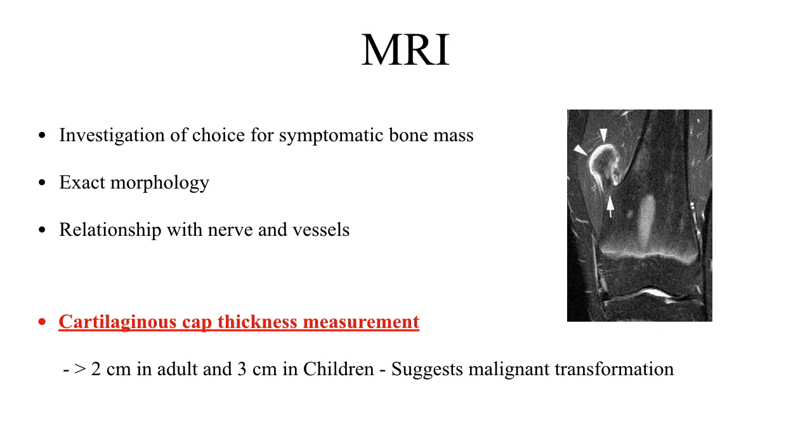When the cartilaginous cap thickness is more than 2 centimeters in adults and more than 3 centimeters in children, then it suggests that this benign osteochondroma is undergoing a malignant transformation and it has to be treated immediately.